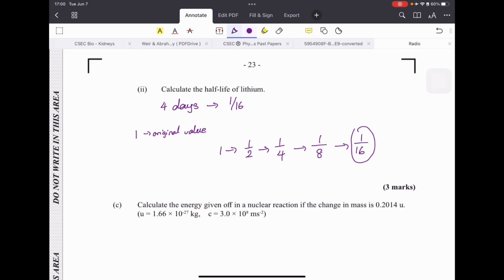So they said in 4 days, we went from the whole to 1/16, right? So we went 1 day, 2 days, 3 days, 4 days. So each time we reduced by half, it was a day. So therefore, the half-life is 1 day, right? Because in every day we went by a half. Okay, so the half-life, 1 day.